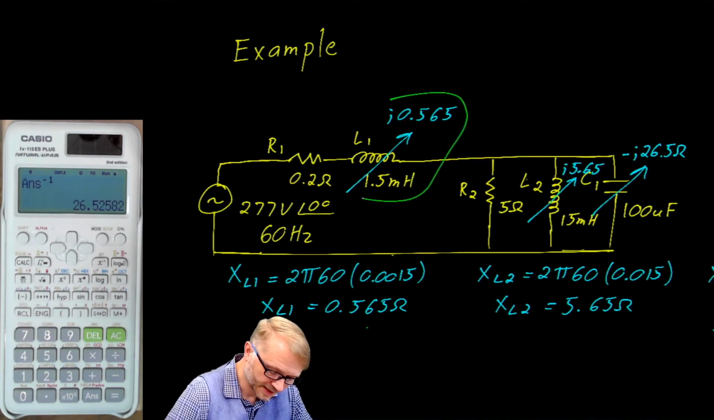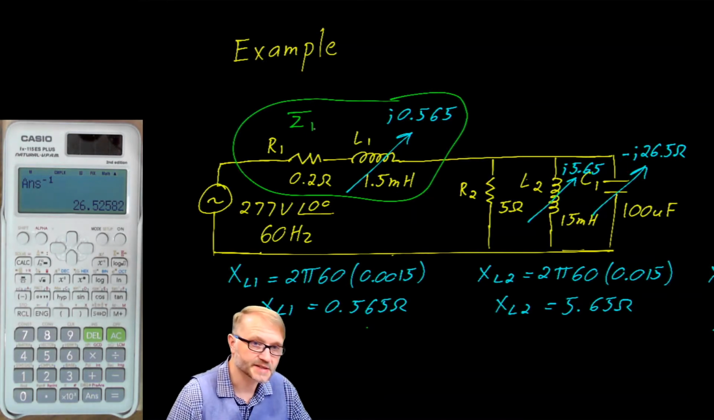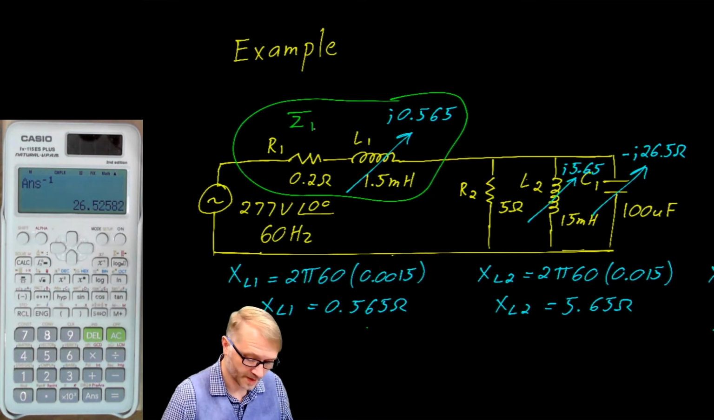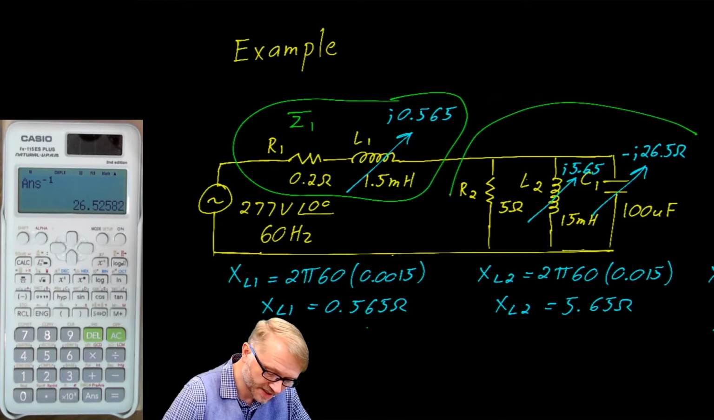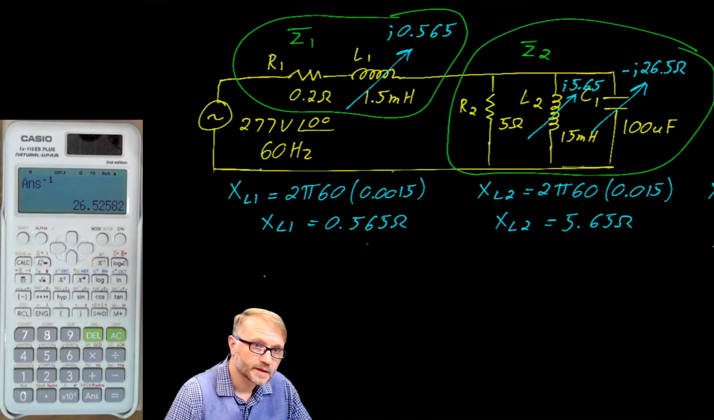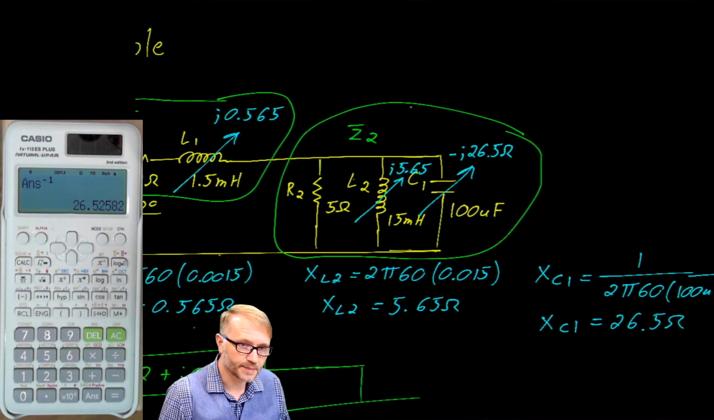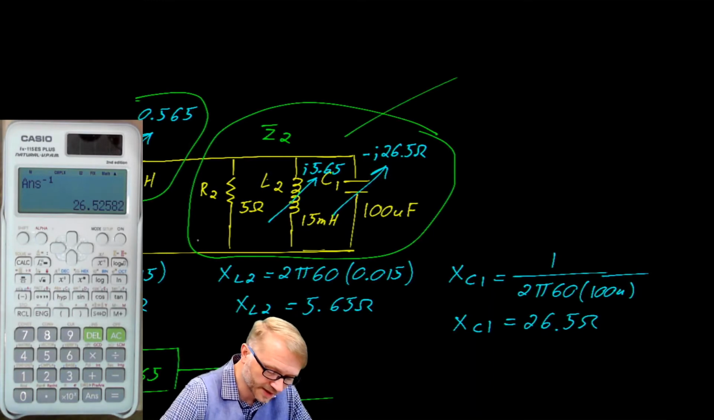At this point, I would encourage you to redraw the circuit with this piece as impedance 1 and this piece as impedance 2. Impedance 1 is relatively straightforward. That's just 0.2 plus j0.565. The load impedance is a bit more challenging as you need to calculate the impedance of this box.